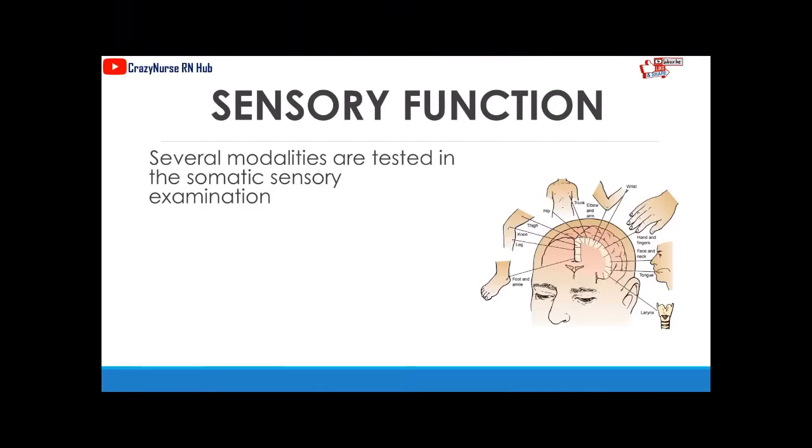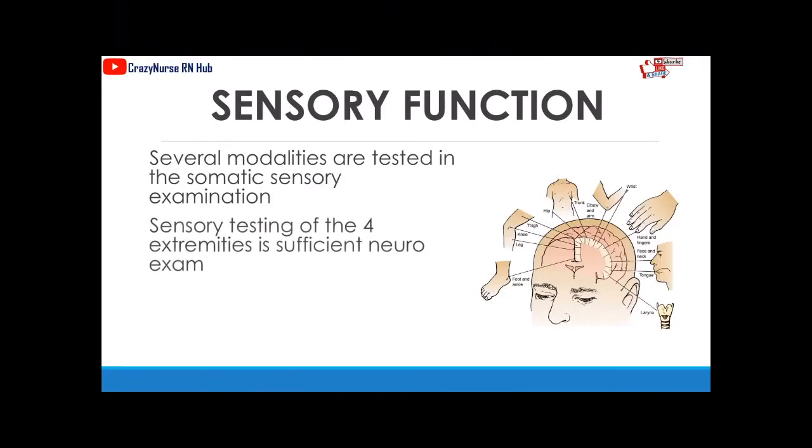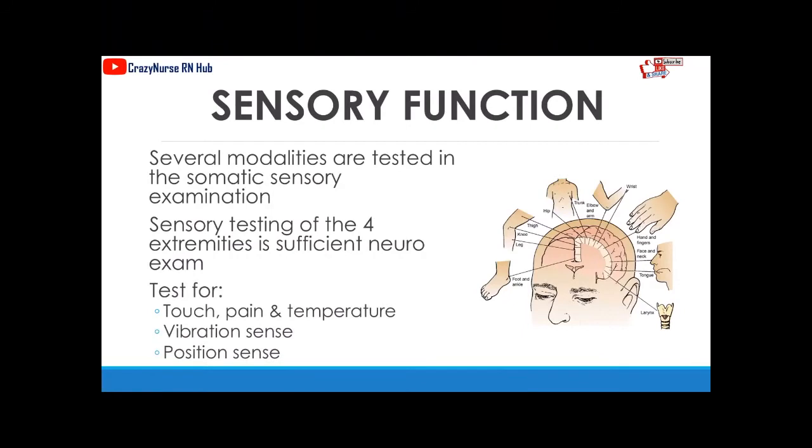In the routine neurologic examination, sensory testing of the four extremities is sufficient. In order to test for sensory function, we have to test for touch, pain, and temperature. Light touch is usually tested first. Gently stroke a cotton wisp over each of the four extremities and ask the patient to indicate when the stimulus is felt by saying, touch.